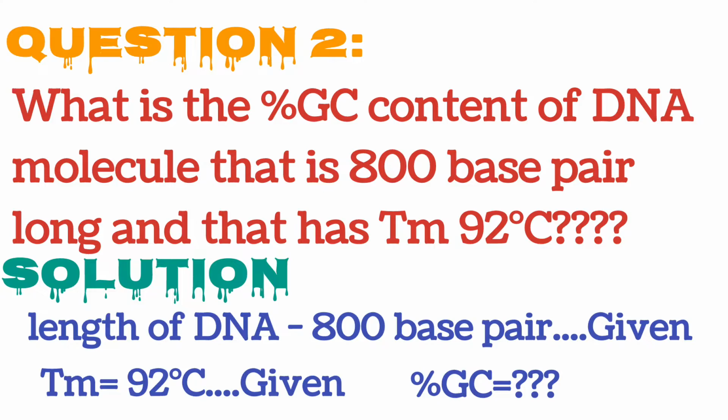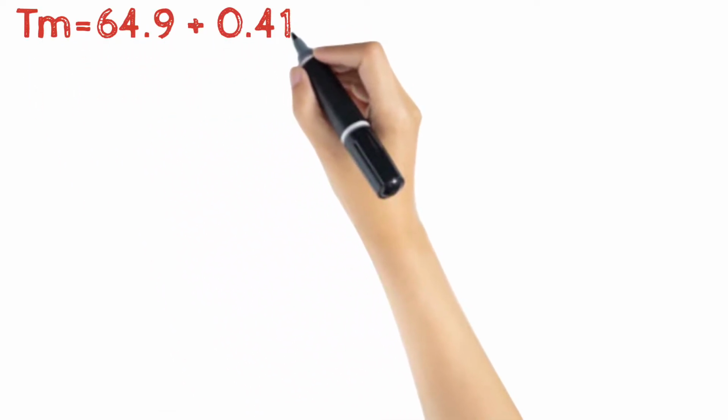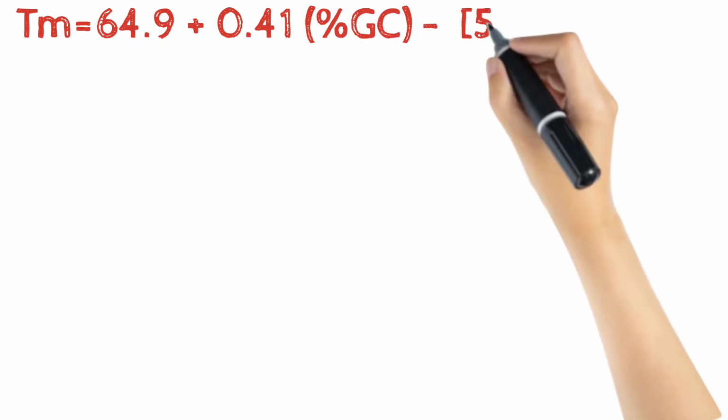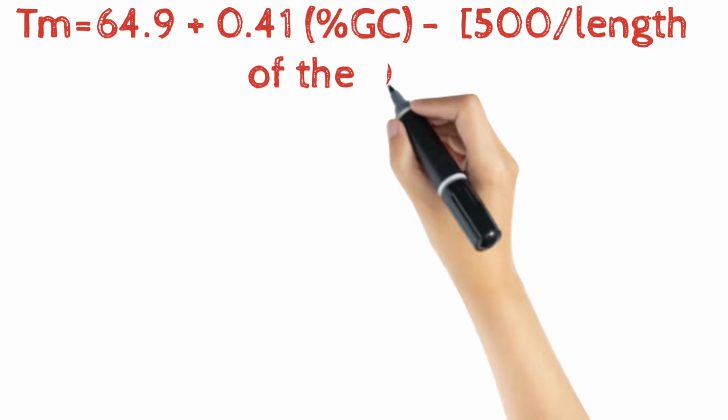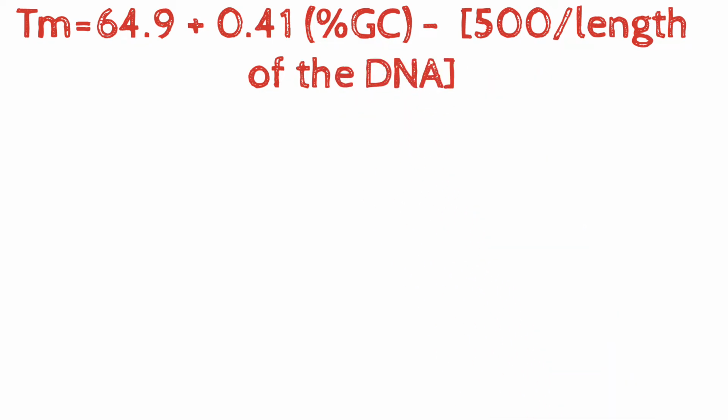Now in this question percent GC is not given but Tm is given, and you are asked to find out percent GC. So use the same formula as it suits the given information. Tm is equal to 64.9 plus 0.41 in bracket percent GC, bracket close, minus 500 by length of DNA, bracket close. Now put the values.